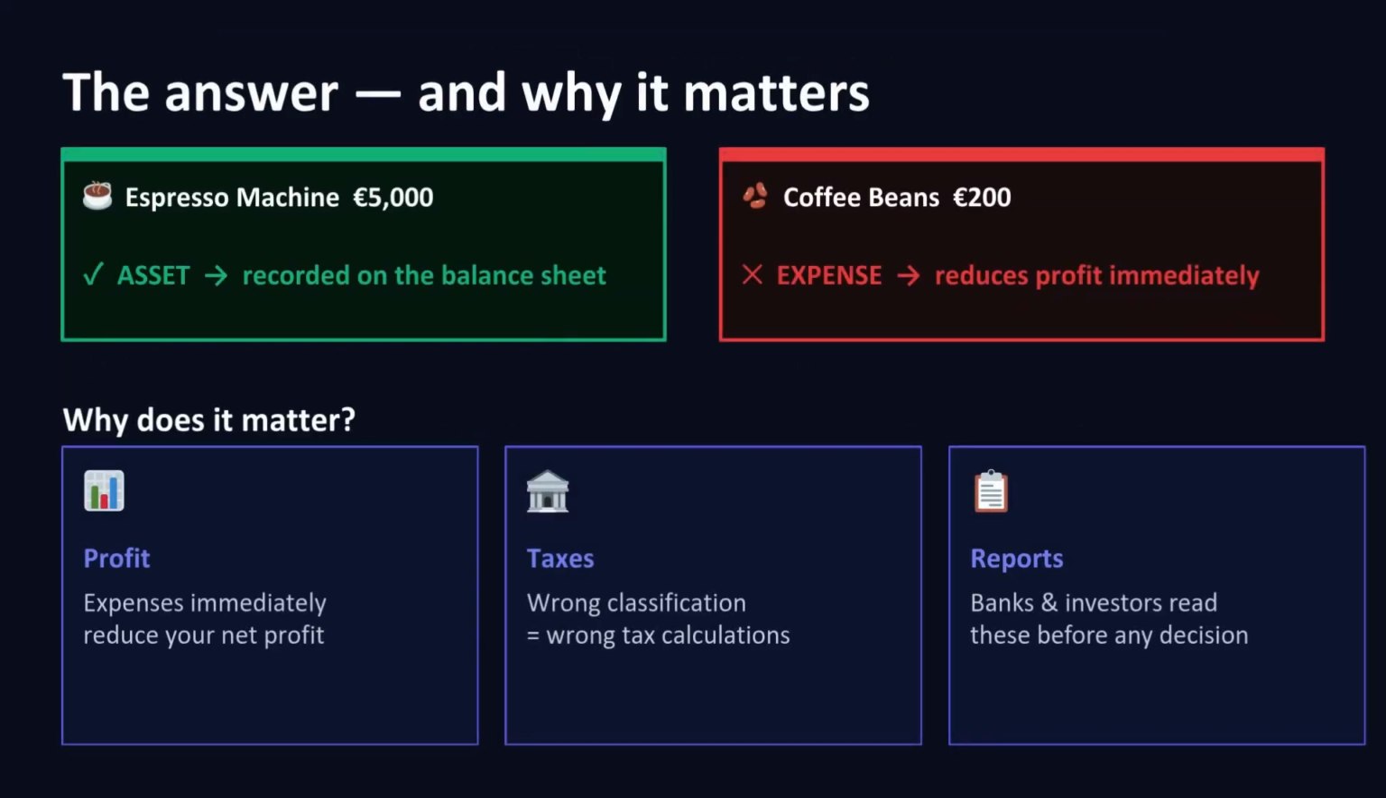The espresso machine, asset. It goes on the balance sheet. The coffee beans, expense. They immediately reduce Martin's profit.